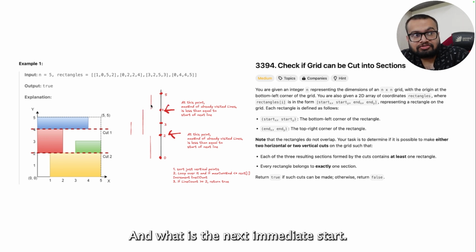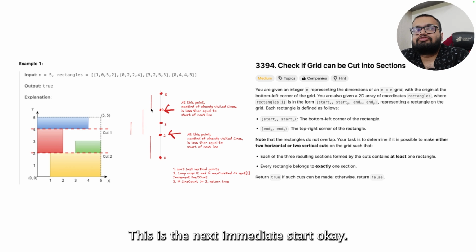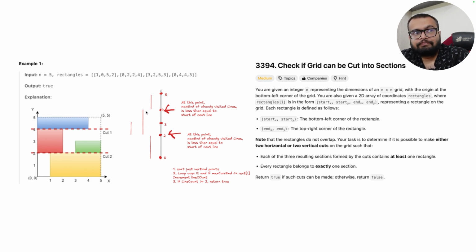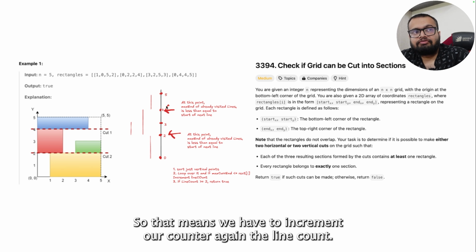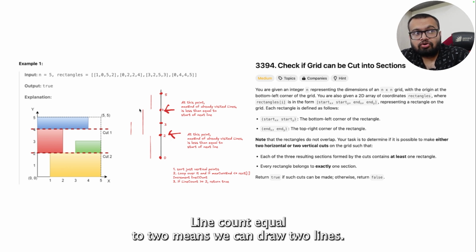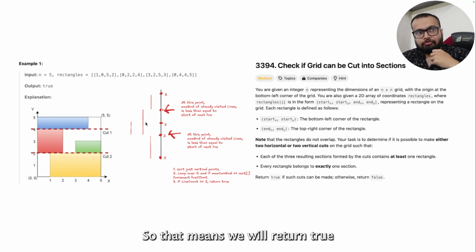And what is the next immediate start? This is the next immediate start. So this start is greater than or equal to this end, so that means we have to increment our counter again, the line count. So the line count will be 2. Line count equal to 2 means we can draw 2 lines, so that means we will return true.